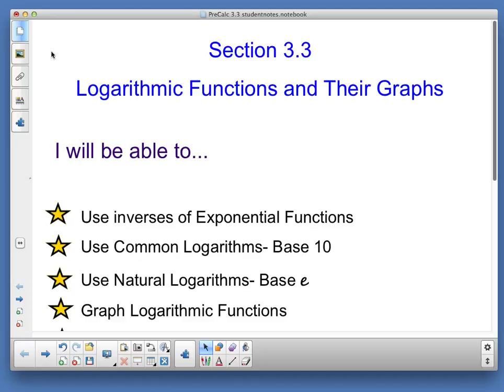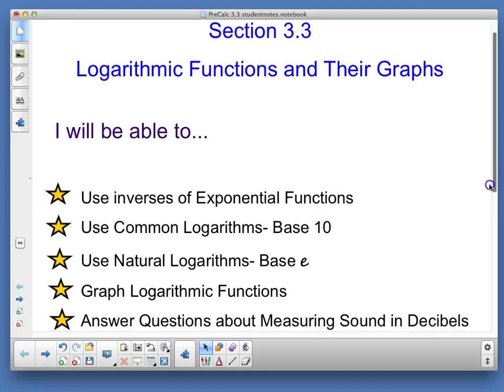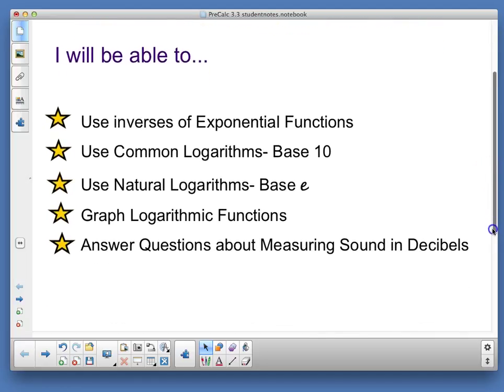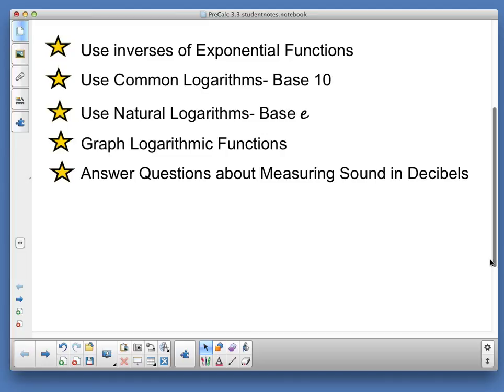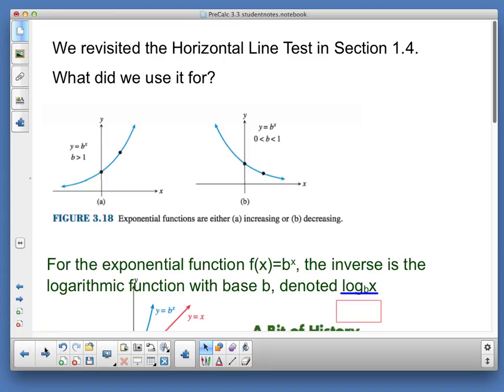Logarithmic functions and their graphs. At the end of this, I will be able to use inverses of exponential functions, use common logarithms base 10 and base e, graph logarithms base 10, base e, or base 2, whatever the base is, and answer questions about measuring sound in decibels, earthquakes, and lumens. All these things are logarithmic based, for our real-world application things.